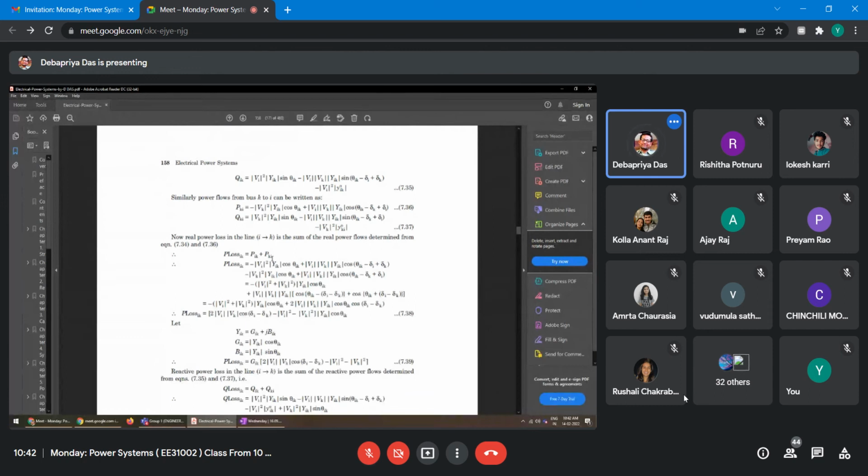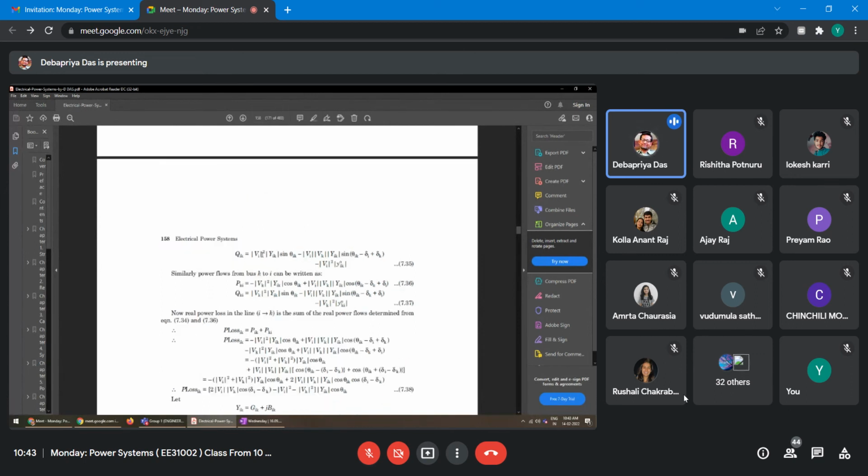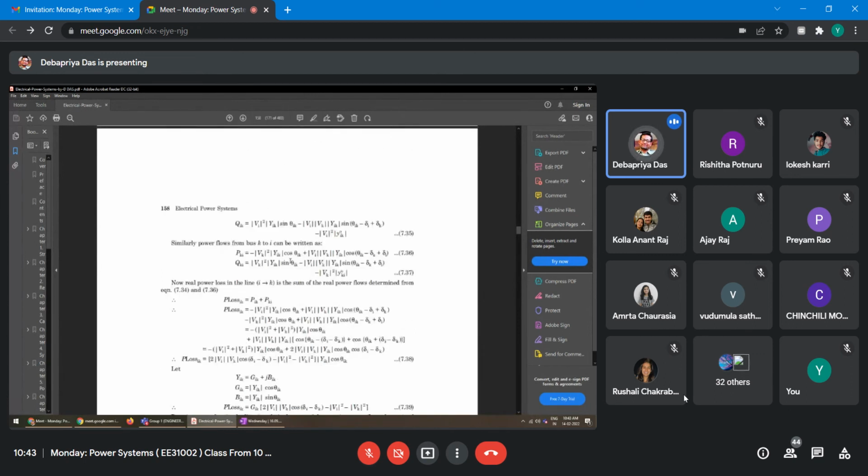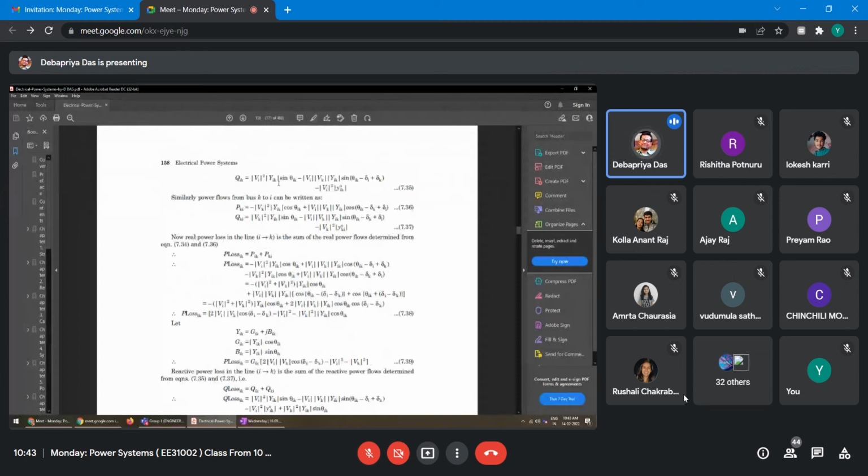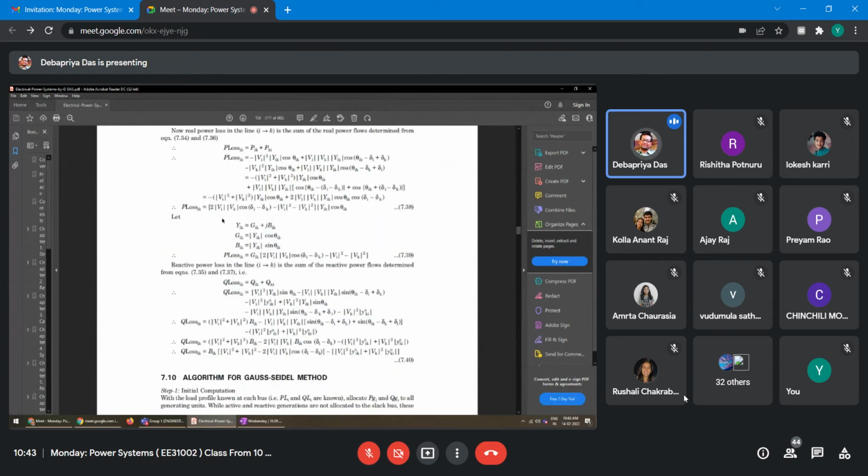Just now I told you why and how it happens. If you add Pik, that is this one, plus Pki, that is this one, and simplify, then you will get P loss ik as 2 into magnitude Vi Vk cos of delta I minus delta K, minus Vi square minus Vk square, Yik cos theta ik.